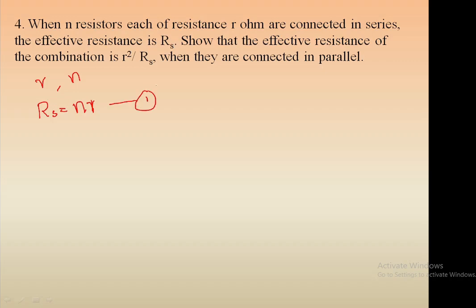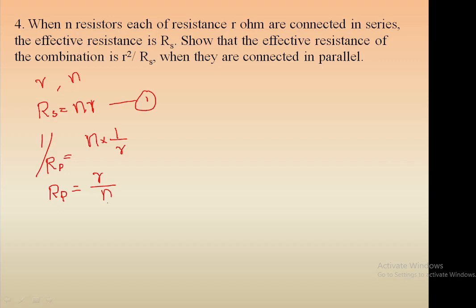When these n resistors are connected in parallel, what is the effective resistance? That is, 1 by Rp is equal to n times of 1 by r, that is 1 by R1 plus 1 by R2 plus 1 by R3. So that is equal to n times 1 by r. So the effective resistance Rp is equal to r by n.